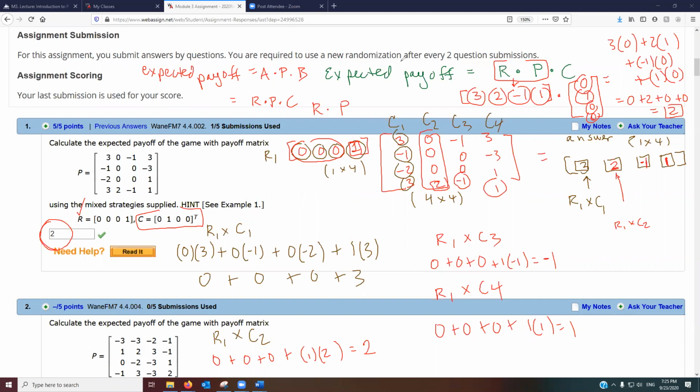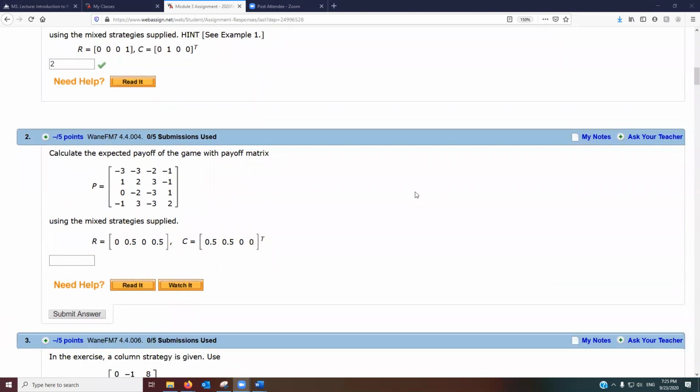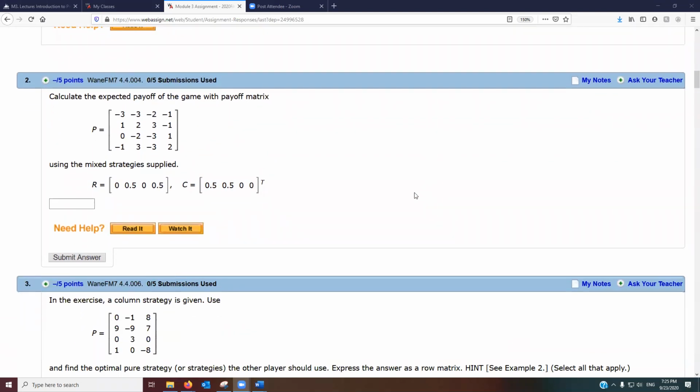All right, let me do one more example here. Again, we'll find a payoff matrix. Let's go to number 2. Okay. Now, of course, when you go to do these examples in WebAssign, the numbers are randomized. So you'll end up seeing different numbers in your matrices, but it's going to be the same idea. All right, so why don't we start out? So the expected payoff here is going to be R times P times C. So let's start off with R times P.